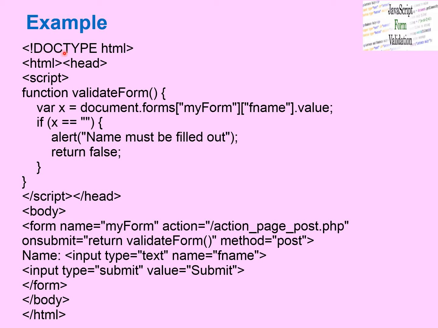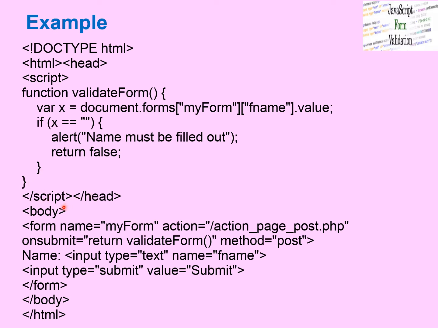Here we have the doctype HTML. The HTML tag, then a head tag, then a script tag. The script tag contains a function called validateForm. Then variable x is equal to document.forms["myForm"]["fname"].value. Then if x is equal to empty, alert name must be filled out, return false. Then the if is closed, the function is closed, script is closed, head is closed.